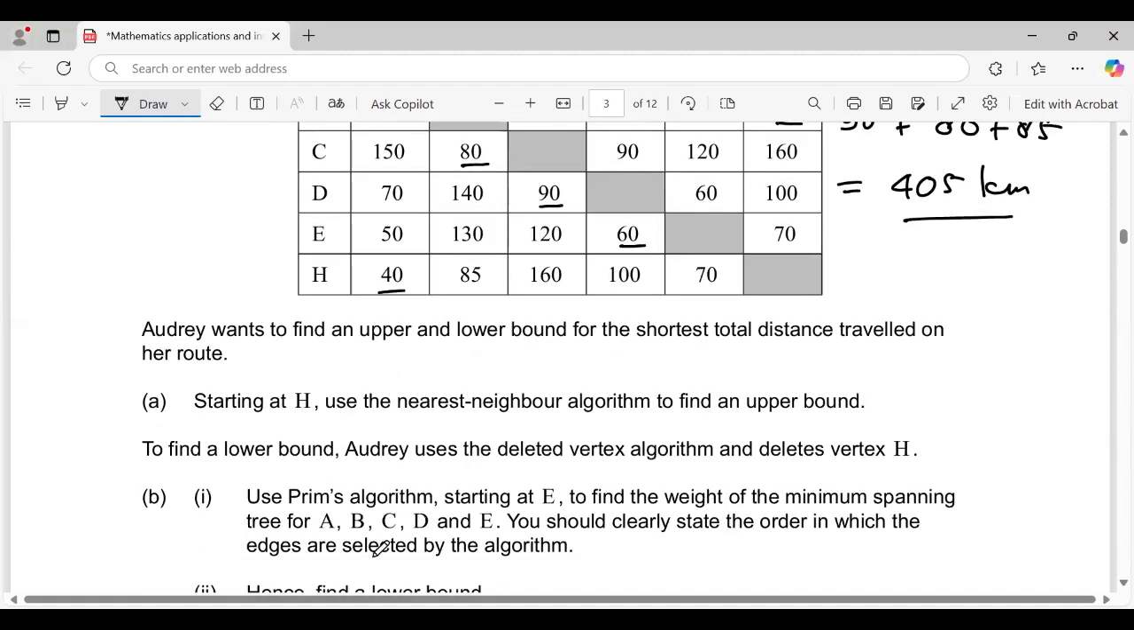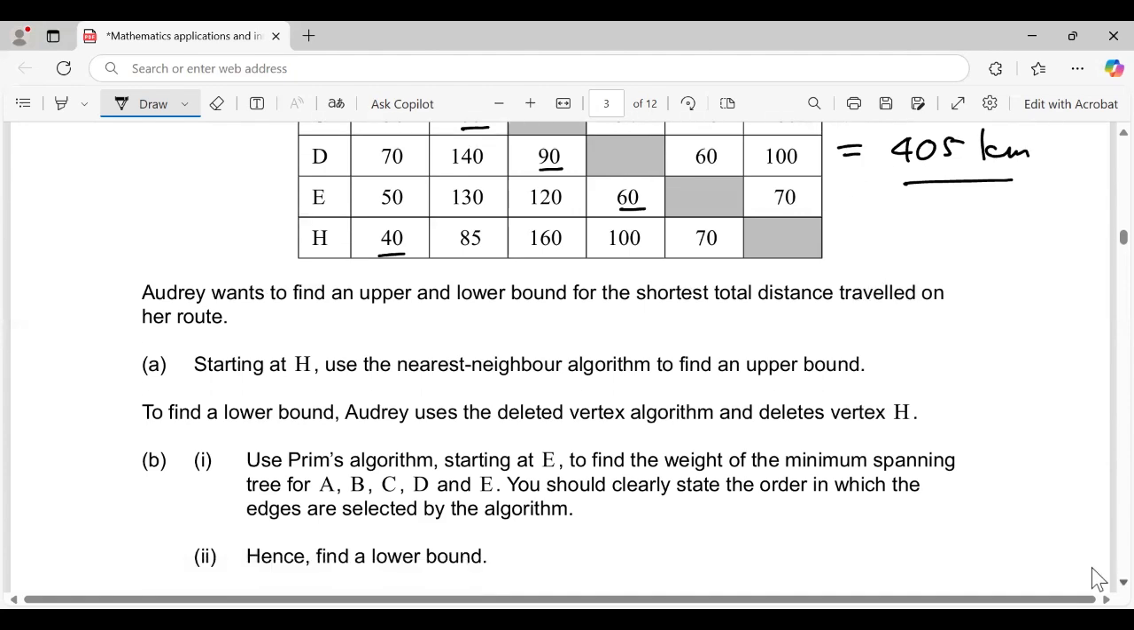To find a lower bound, use the deleted vertex algorithm and delete vertex H. Use Prim's algorithm starting at A to find the weight of the minimum spanning tree for A, B, C, D, and E. You should clearly state the order in which the edges are selected by the algorithm.